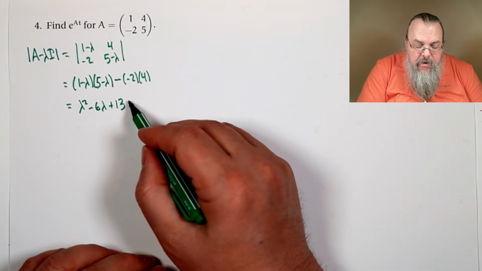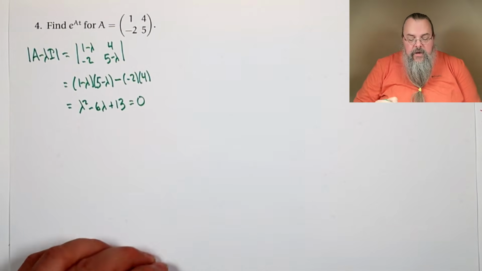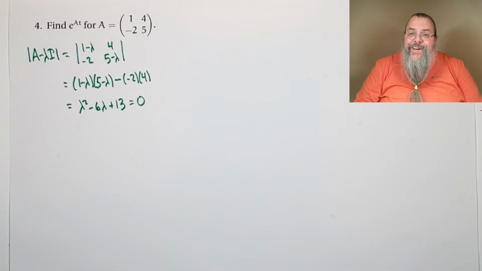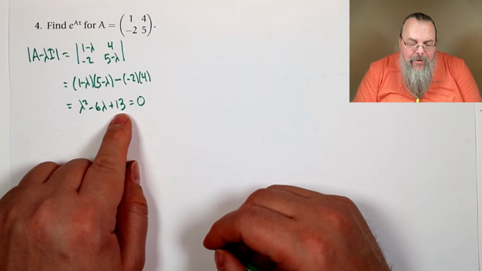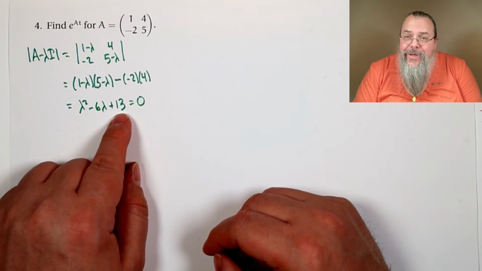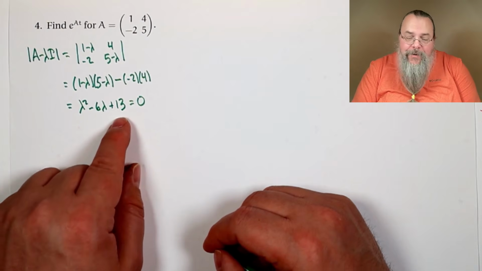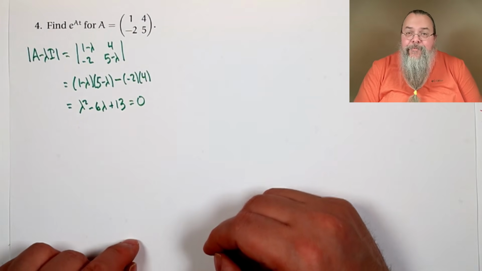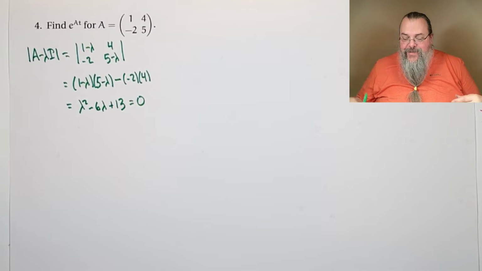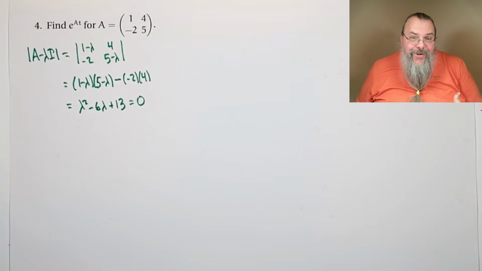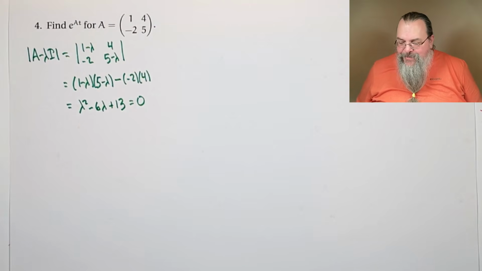And I don't see a good way to factor that. The more I stare at this, the less sure I get how to factor it. Because what do we see? Well, how can we multiply and get 13? Not very many ways, 1 and 13. But there's no way to combine 1 and 13 and end up with 6. So it's not going to factor nicely. So what can we do?